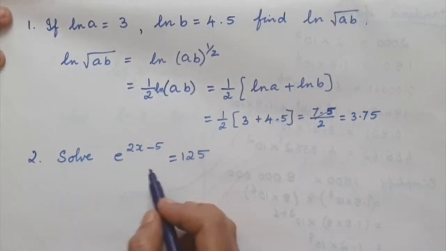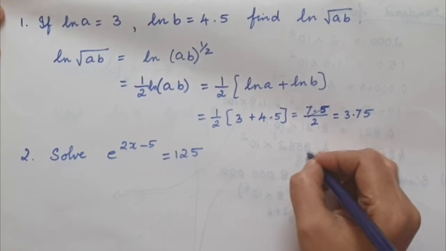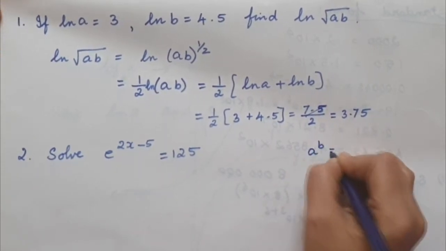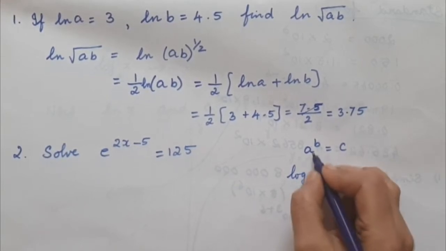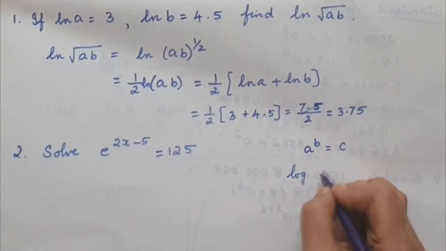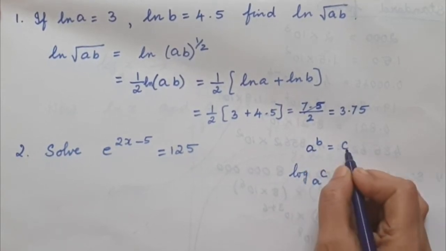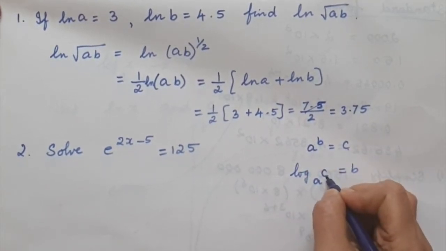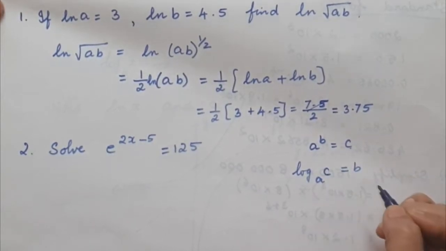The second question: solve e power 2x minus 5 equal to 125. Now, in order to solve this, we change it into logarithmic form. If a to the power of b equal to c, we know the logarithm can be written such that the base remains the base, and the logarithm equals the exponent. The exponent comes over here. So logarithm of c goes over here.